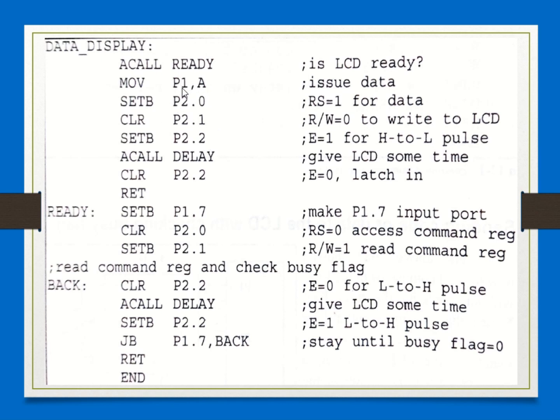You are taking the data to port 1. You are setting RS equal to 1, that is, you are accessing the data register. Then you are clearing R/W for the write operation. Then you are sending a high to low pulse to P2.2, that is the E line. So this is a write operation to access the data register, which has the information that has to be displayed, right? Same process. I hope it is clear.